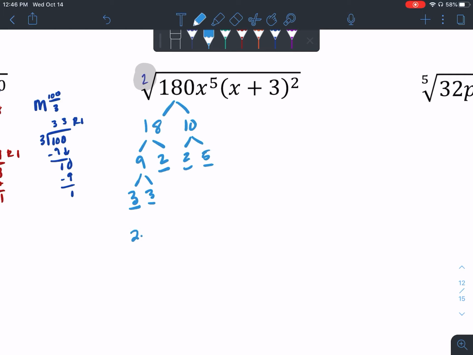So I'd rewrite this as 2 times 2 times 3 times 3 times 5. Because it's a square root, once again, I'm looking for factors that show twice. So I have 2 2's, which would also be 2 squared, which is why I bring a 2 to the front. I have 2 3's, which would also be 3 squared, which is why I bring a 3 to the front. 5 doesn't have a buddy. He goes inside the house.